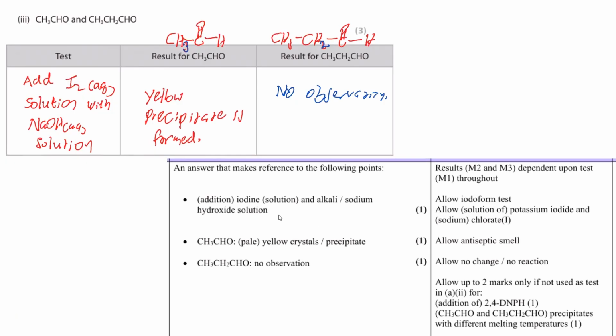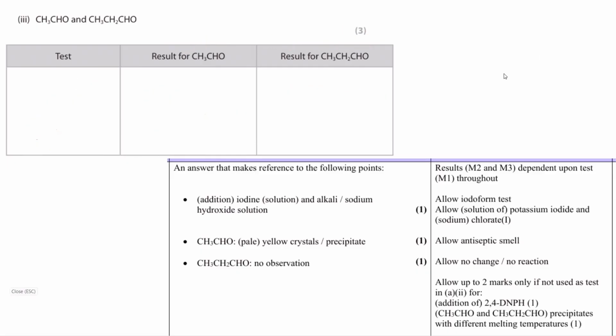So addition of sodium hydroxide and iodine solution. Yellow precipitate or yellow crystals with the first one. The second one is no observation. Okay, that's correct. So we got full marks for that question also. Now let's go for the next one.